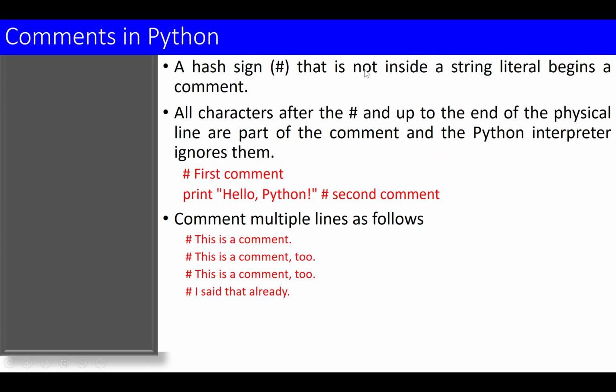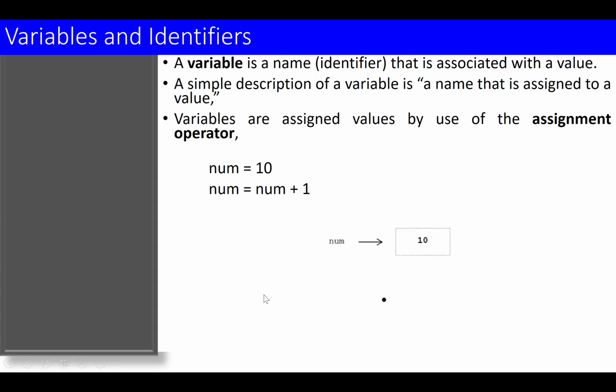Next, the hash is for comments. In order to write comments in Python, we use the hash. Why? Because a user needs to understand the statements we write, and for that we use comments. A hash sign that is not inside a string literal begins a comment. All characters after the hash and up to the end of the physical line are part of the comment, and the Python interpreter ignores them. Print hello Python. This is the second statement. Comment multiple lines: there are multiple commented lines.